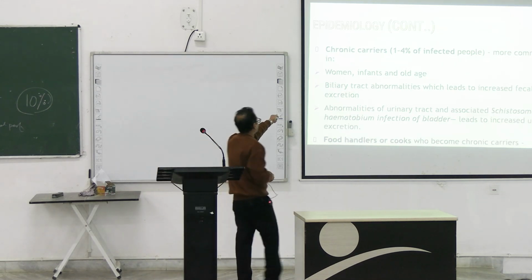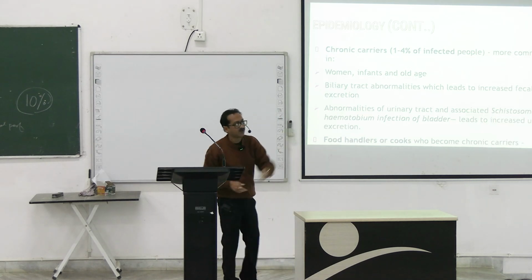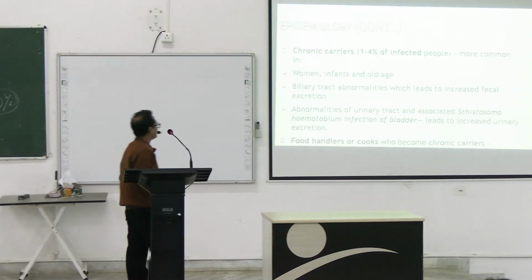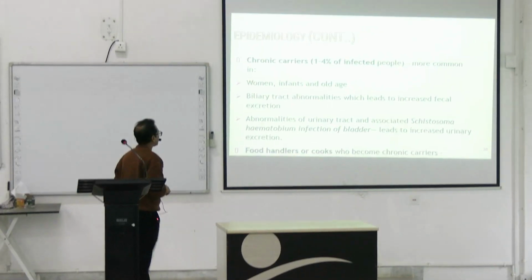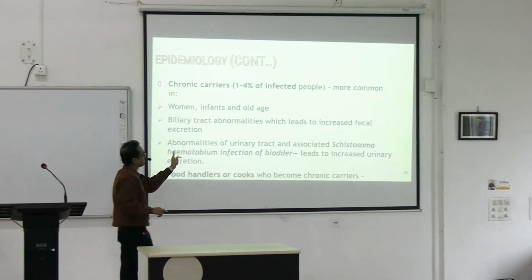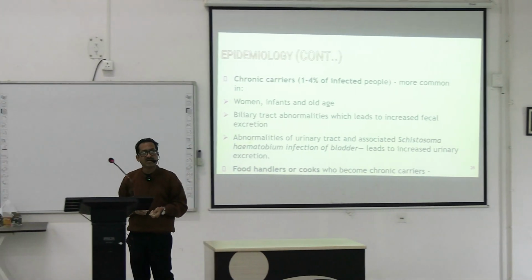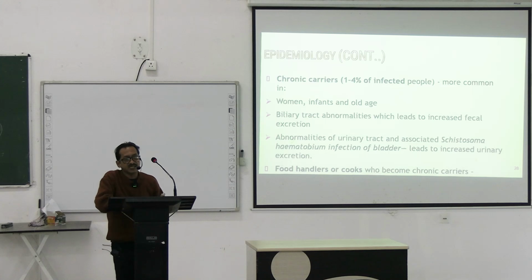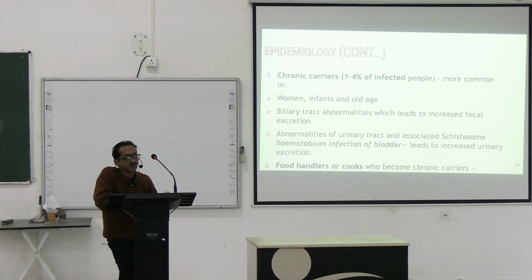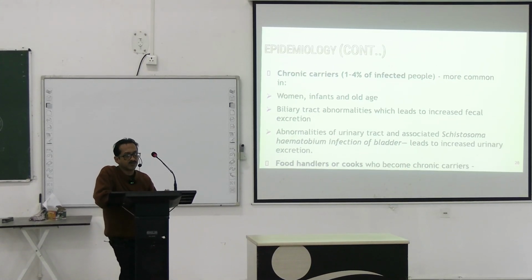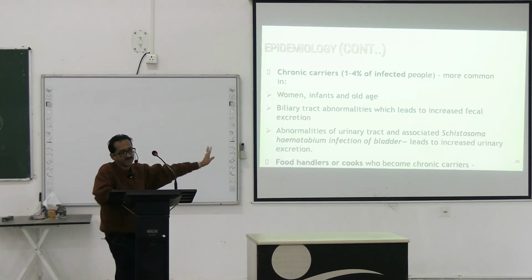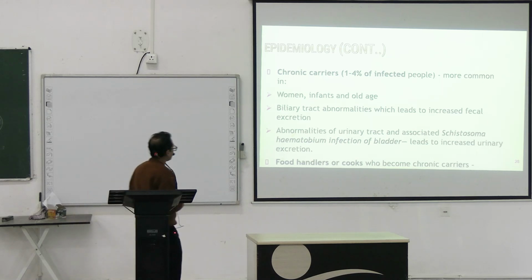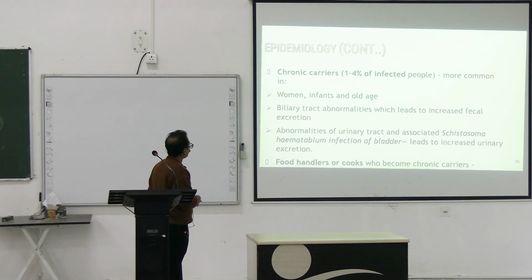Biliary tract abnormality, as I have mentioned, since it multiplies in the gallbladder, biliary tract abnormalities lead to increased fecal excretion. Urinary tract abnormalities: another MCQ question, sometimes patients who are urinary carriers have an additional infection with Schistosoma hematobium, which is a parasite that usually infects the bladder. Schistosoma hematobium may lead to increased urinary excretion of Salmonella.